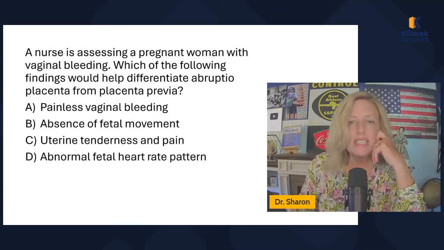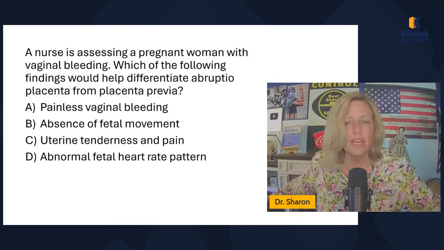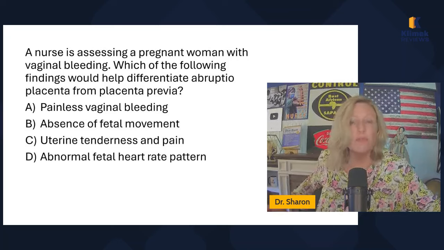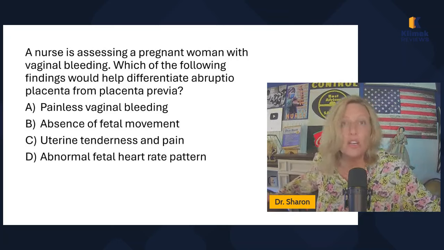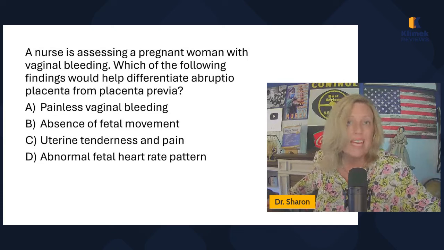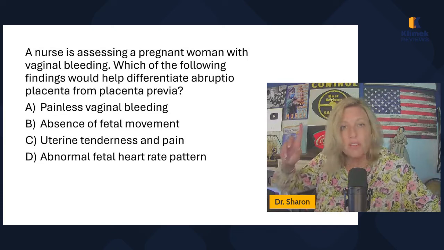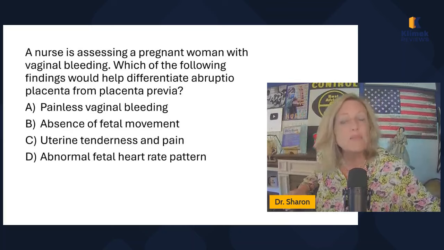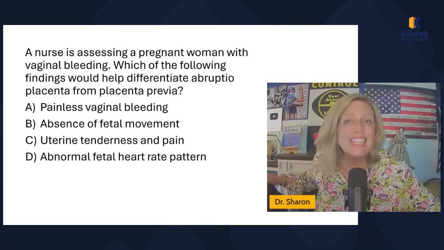A nurse is assessing a pregnant woman with vaginal bleeding. Which of the following findings would help differentiate abruptio placenta from placenta previa? Oh, that's a good question. All right. They both have vaginal bleeding. I will say placenta previa has more vaginal bleeding, but there's another distinguishing factor. And what is it? Painless vaginal bleeding. No, that's placenta previa. Painless.